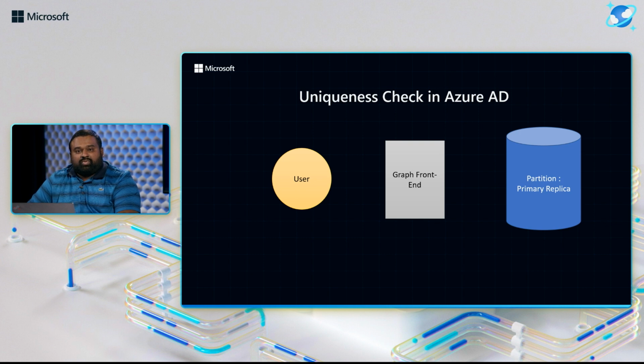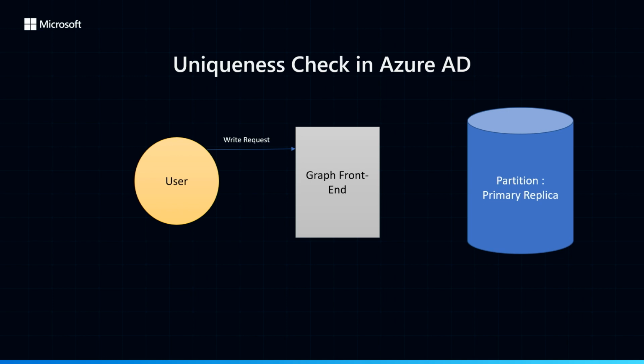A user would send a request to a graph frontend. The graph frontend would then send this request to the primary replica of a partition. The primary replica of a partition is capable of doing uniqueness checks for the data in that partition. So after doing the write checks, the primary replica would then return a response to the graph frontend, which would then return the response to the user. And this ensures that uniqueness is maintained for that tenant.